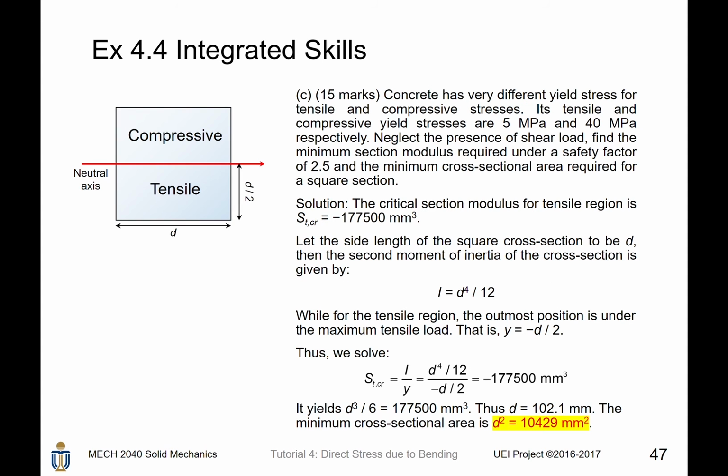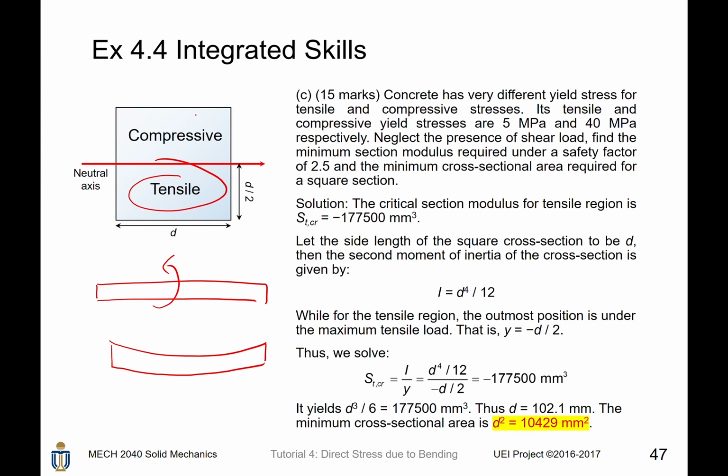So what is the moment of inertia of a square cross-section? It is given by I equals d to the power 4 divided by 12, where d is the side length of the square. For this beam, since the maximum moment is acting somewhere on this beam, the beam will be deflected like this. Therefore, the tensile side will be below the neutral axis, while the compressive side is above the neutral axis.